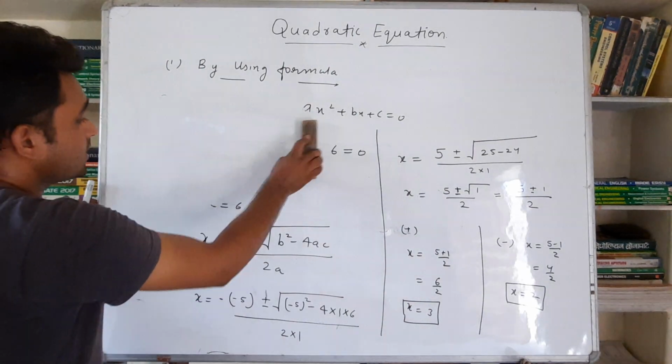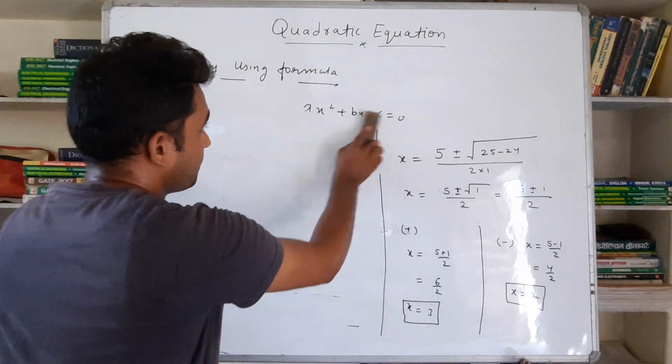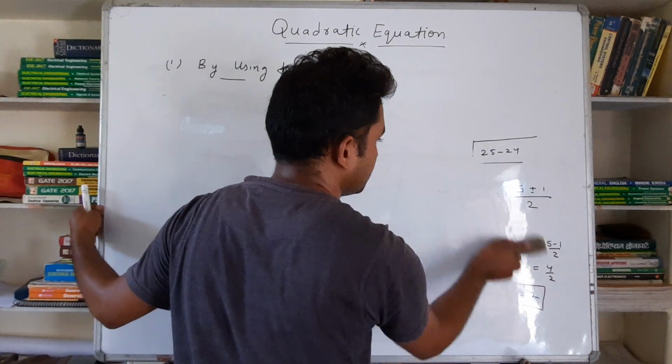The second method is by using the middle term splitting method.